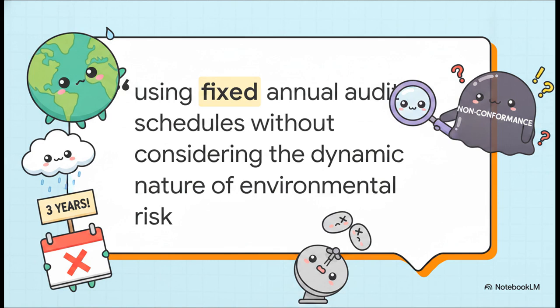In fact, if your audit schedule hasn't changed in 3 years, you likely have a major nonconformance just hiding in plain sight. Our source material points out that one of the most common nonconformances lead auditors find is the total absence of risk-based planning. Relying on a static, fixed annual schedule that completely ignores how dynamic your environmental risk exposure is, that basically means your audit program is flying blind to new and evolving threats.